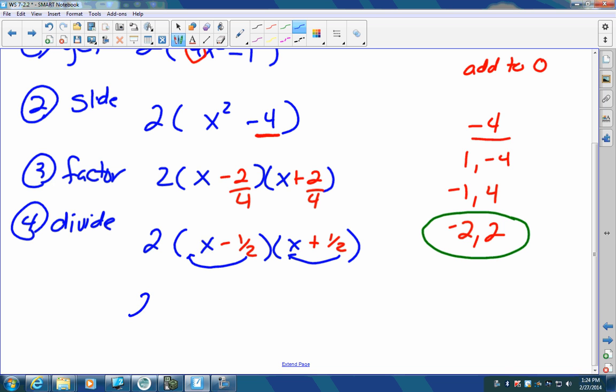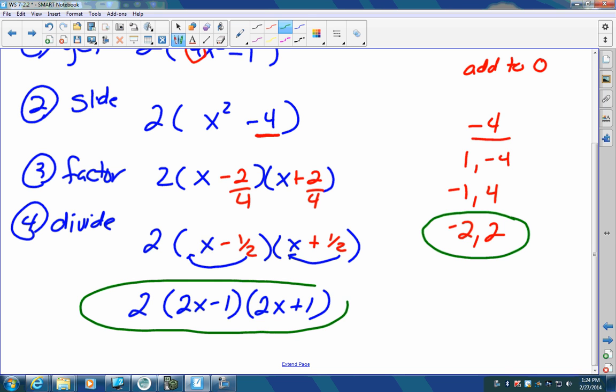So I get 2, and then 2x minus 1, 2x plus 1. Let me give you a little bit. I don't like doing slide and divide on this one as much. I want to show you something.